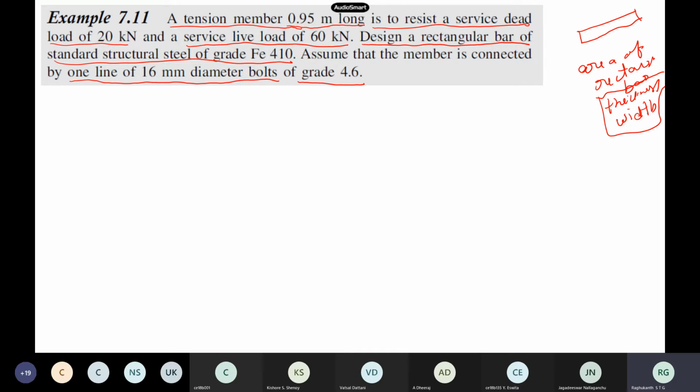Now first of all you have to find out the factored load. This is the service load they have given. So what is the multiplying factor? The service loads are 20 and 60. You have to multiply by 1.5. So 1.5 into 20 plus 1.5 into 60. So this is 120 kilonewtons. So this is the factored load. Now the load is known to you.